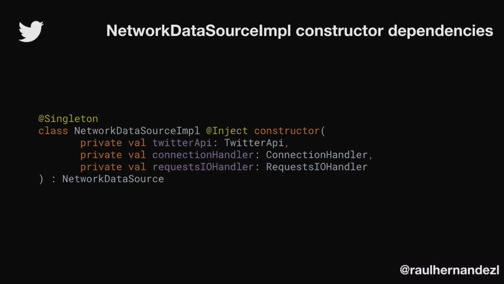So let's see. In the network data source implementation, I have the Twitter API, which is basically a Retrofit with an OkHttp client. Then something called a connection handler. This connection handler is just to check if I have any connection, if I need to check it. And then to process the different responses and requests, I have this requests IO handler. That's all I have in my data source. This is going to be a singleton because I don't want to recreate it every time that I need it.